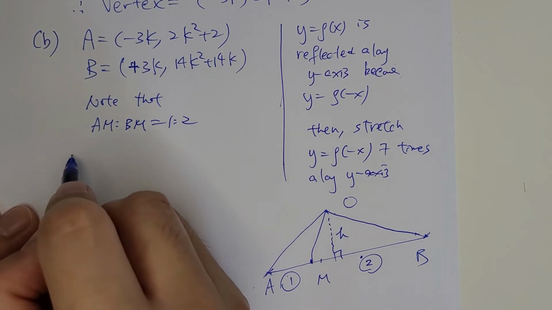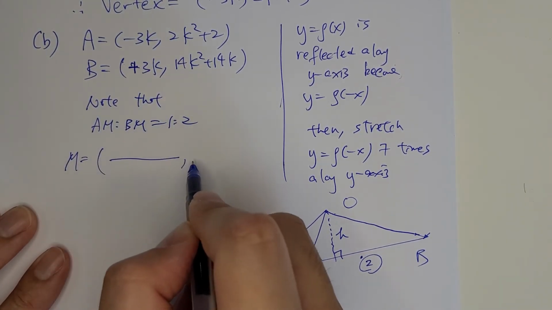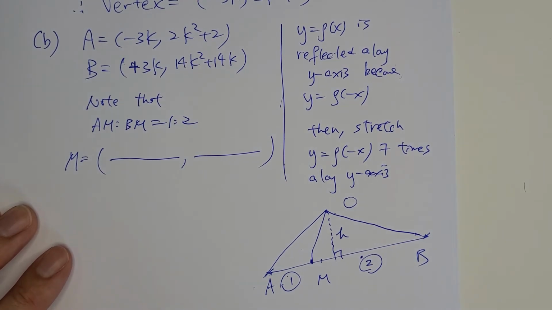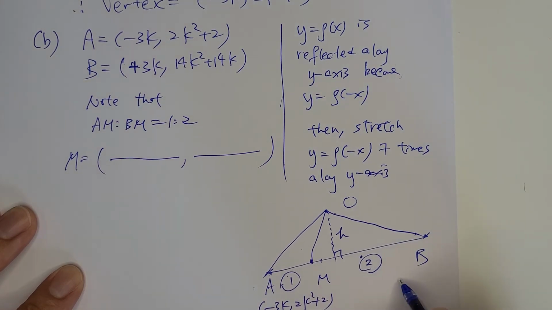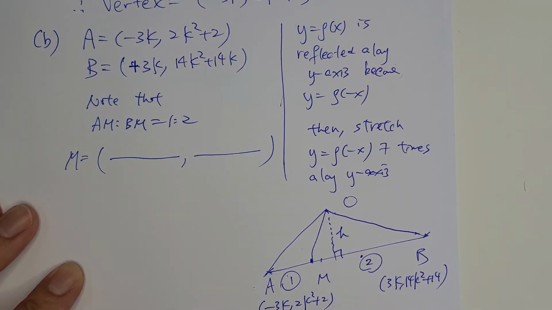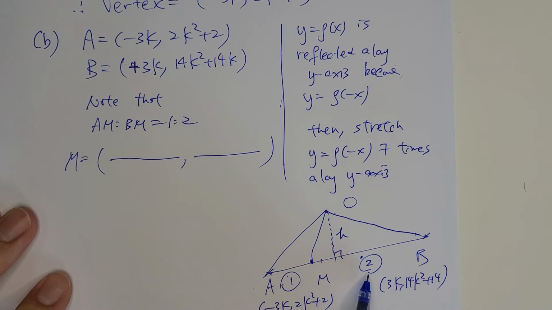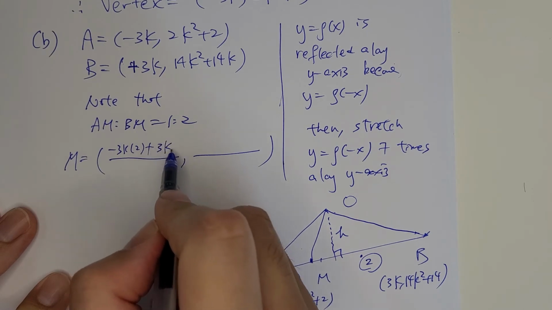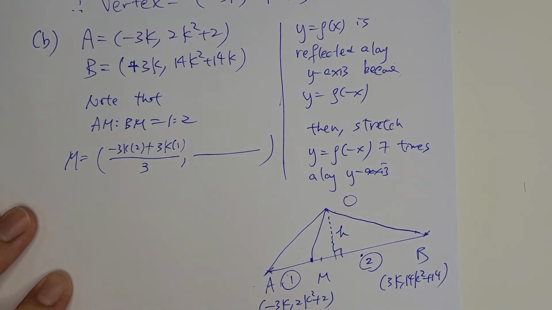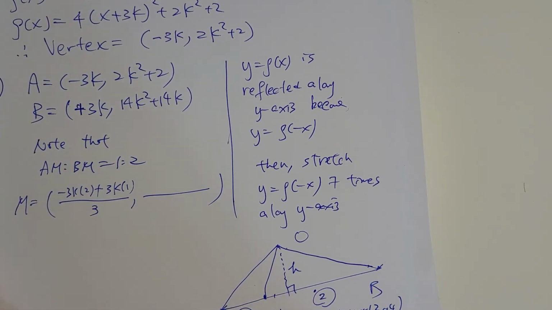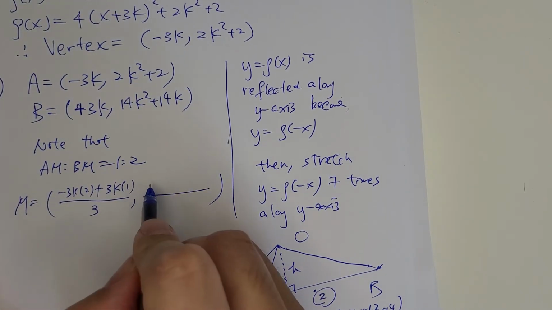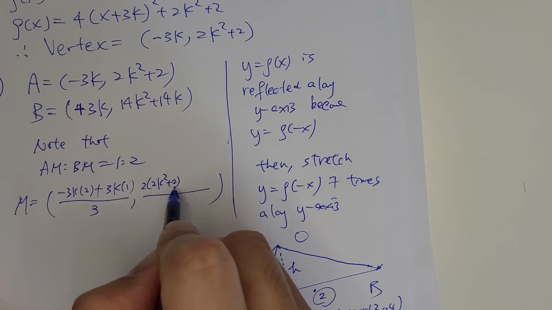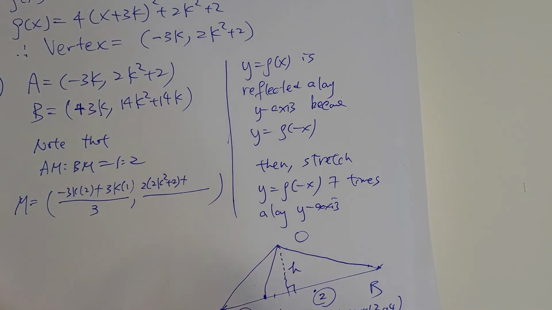So you can find the coordinate of M using point of division. Point A, negative 3k, 2k squared plus 2. Point B, 3k, 14k squared plus 14. So negative 3k times 2 plus 3k times 1 over 3. And the y coordinate, that is 2k squared plus 2 times 2 plus 14k squared plus 14.